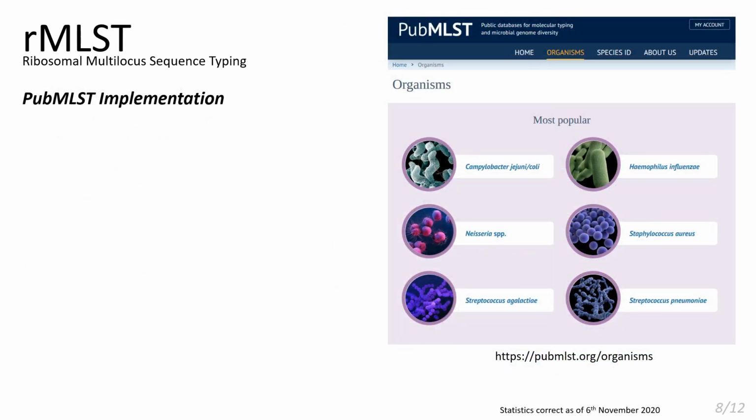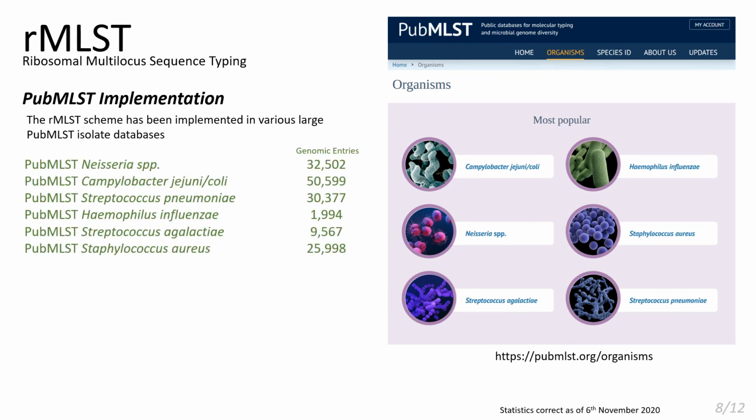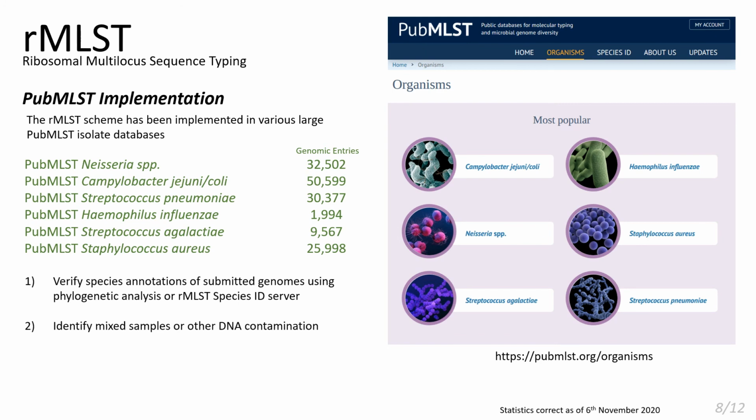The rMLST scheme has been implemented in some of the largest PubMLST isolate databases. This enables the species annotations of the submitted genomes to be verified, and also mixed or contaminated samples to be identified from the rMLST allele designations. Some of these databases now contain tens of thousands of genome records.